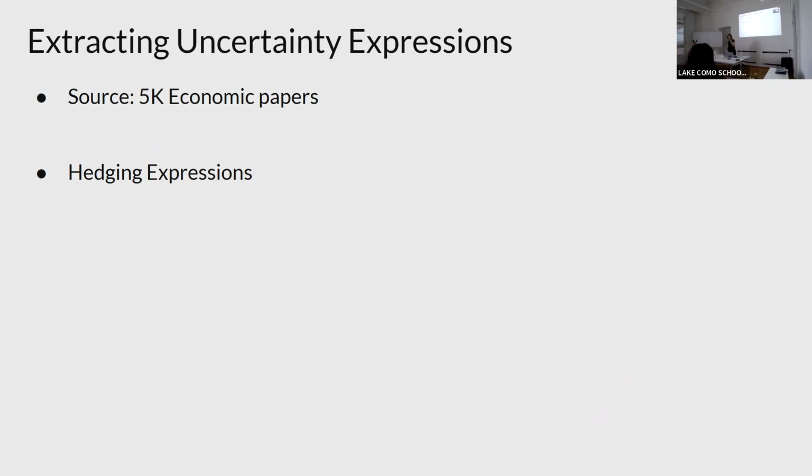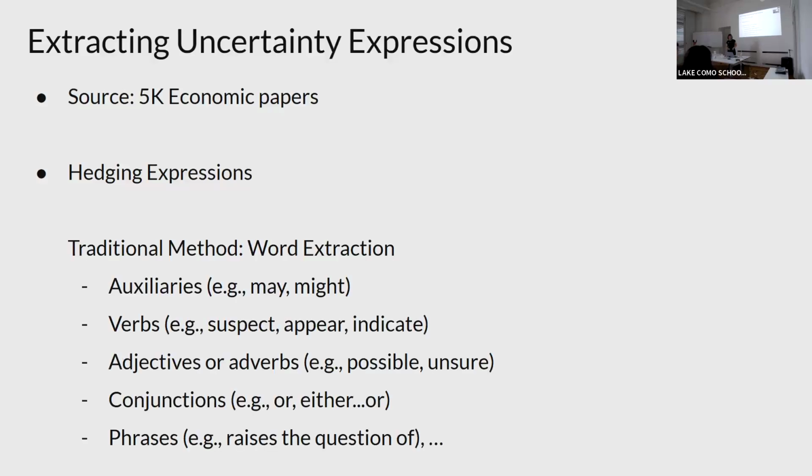The first way is to count the number of hedging expressions occurring in the paper, and there are two different methods. The first one is word extraction, namely having a huge collection of these words, from auxiliaries to verbs such as suspect, appear, imply, indicate, or adjectives like possible, unsure, and phrases, which take more effort to curate. However, "may" is both a modal verb meaning might, or it can be a month, May, or a name, May.